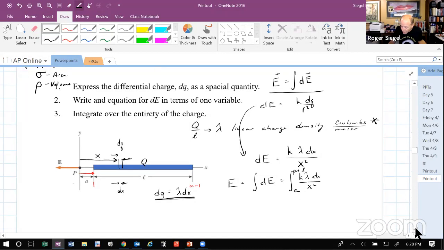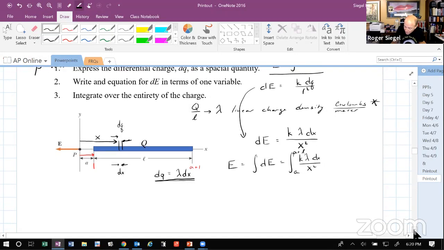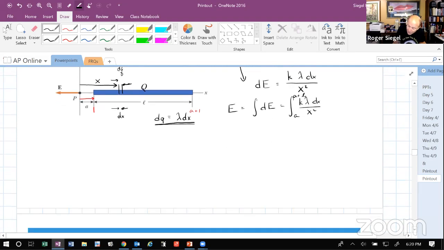And it's just going to take us a second to finish this. You can see, hopefully here, that the lambda and the k come out front. And so I'm going to finish this over here. This is K lambda, integral of dx over x squared from a to a plus L. And when we integrate this, we're going to get negative 1 over x, K lambda. Let's put the K lambda over here. Negative 1 over x going from a to a plus L.